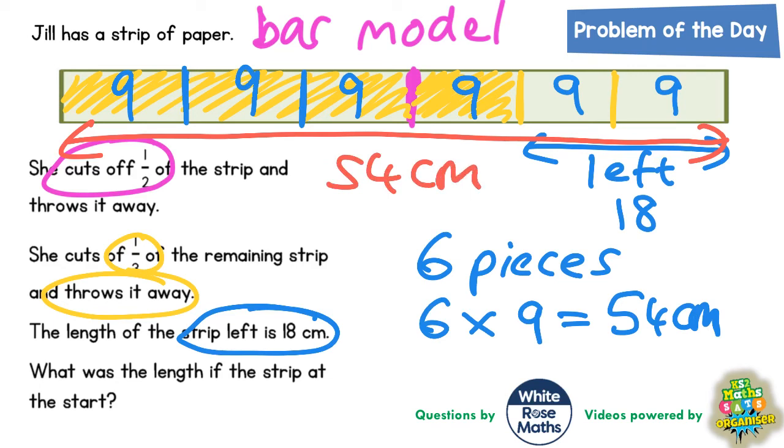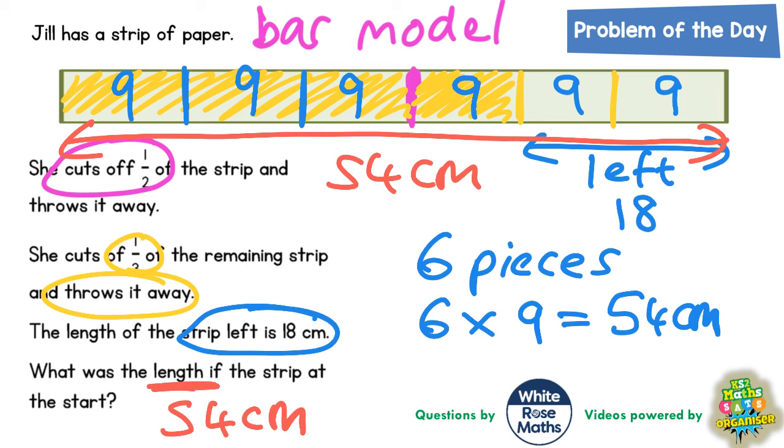What was the length of the strip at the start? The answer is 54 centimetres, because it's 6 lots of 9. Let's just run through it again. So we cut off half the strip and throw it away. We then cut off a third, but that's going to mean 2 pieces left at the end. And those 2 pieces are worth 18, which means they're both worth 9 each.